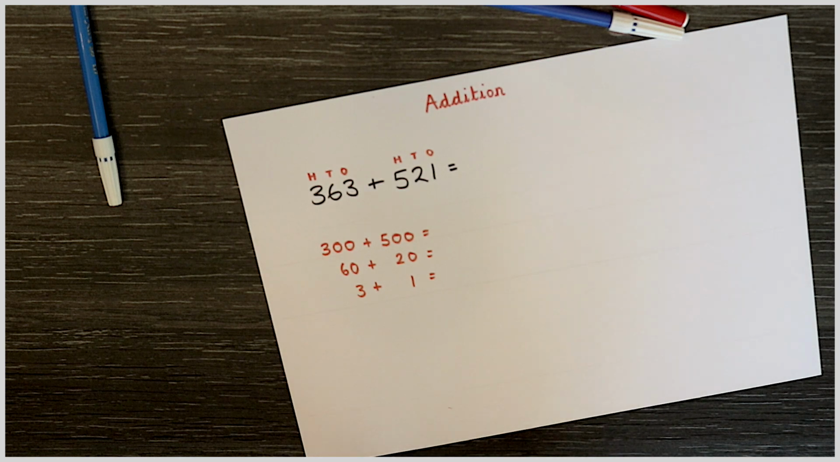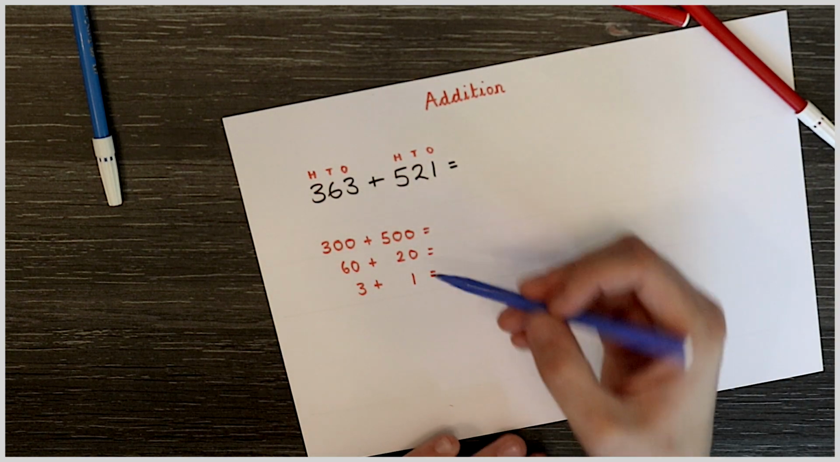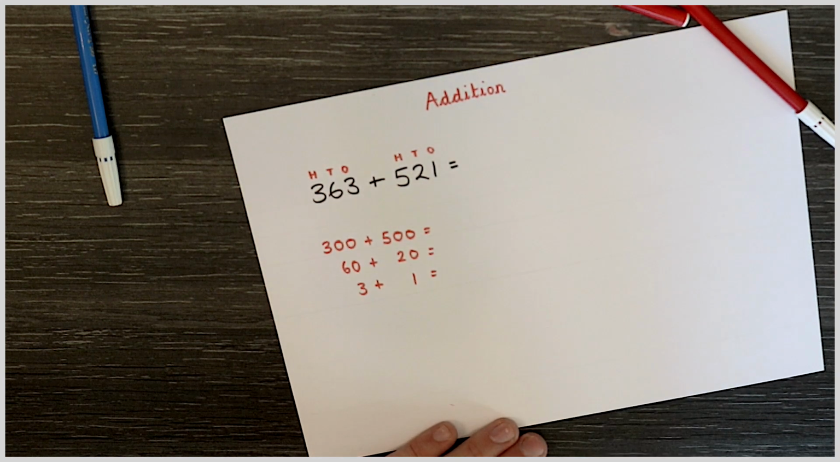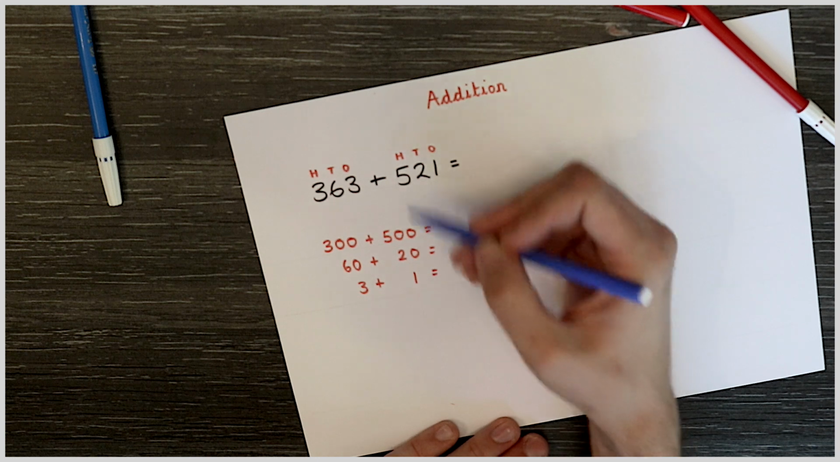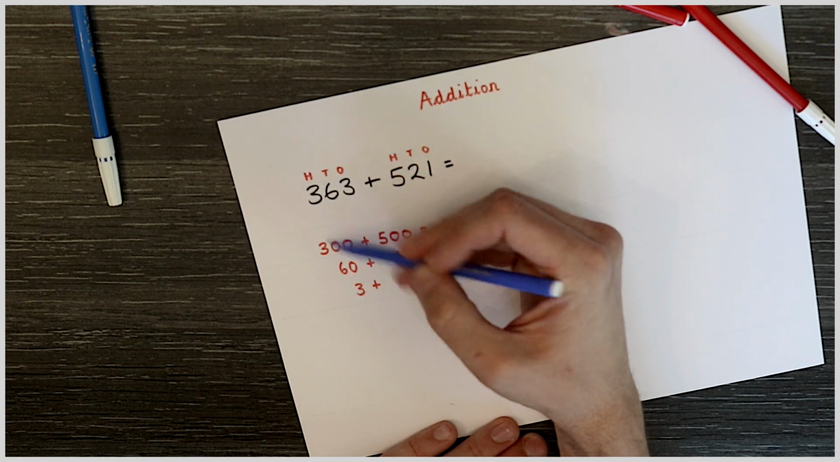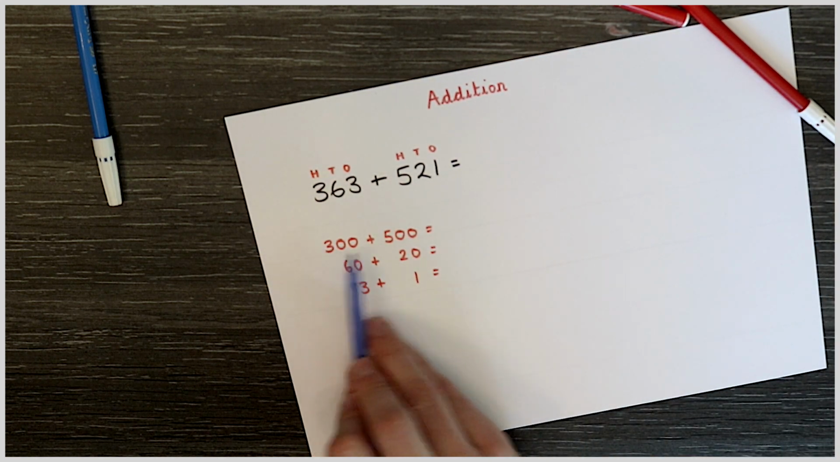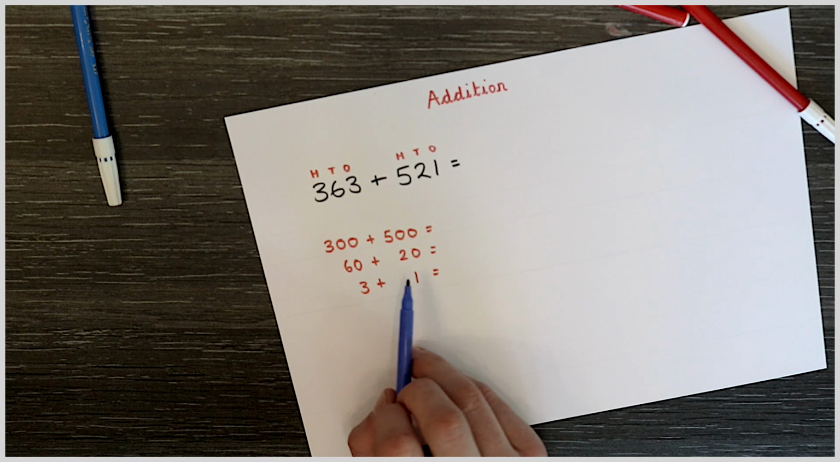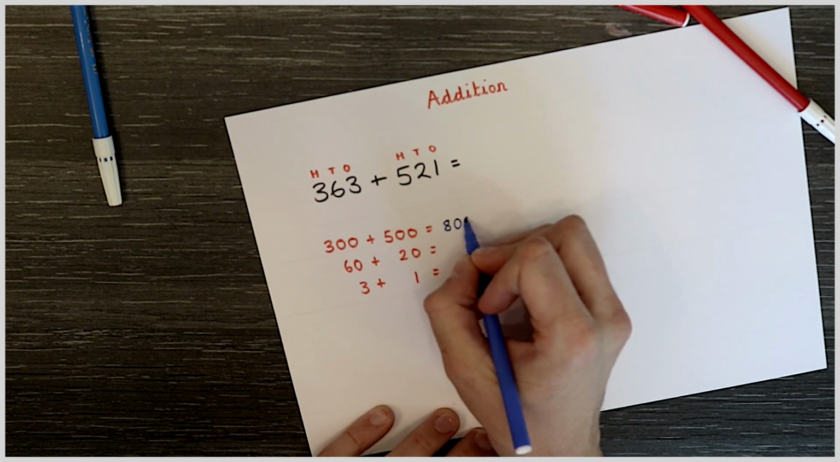And as you can see, the reason why I'm writing it in such a funny way is because I want to keep the columns lined up, so I can understand that I've got 520 and 1, 521. I've got 360 and 3, 363. Now I could do it this way. So I know that 3 and 5 is 8. So I know that 300 and 500 is 800.